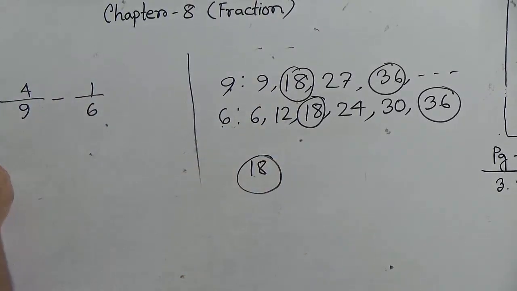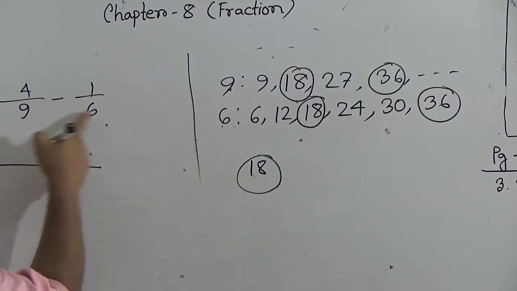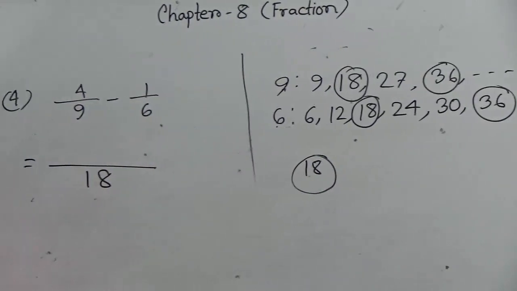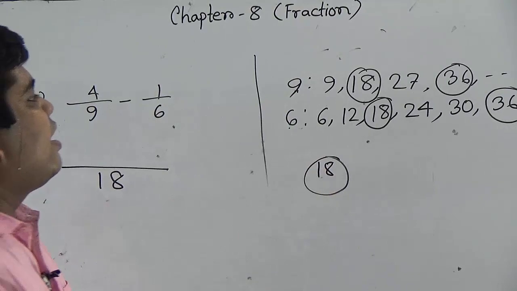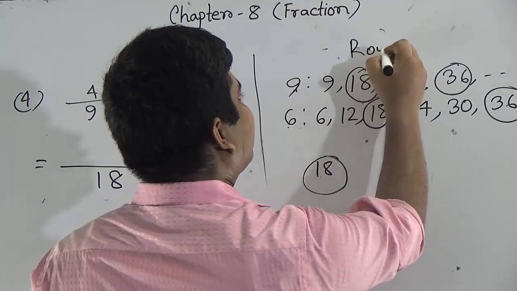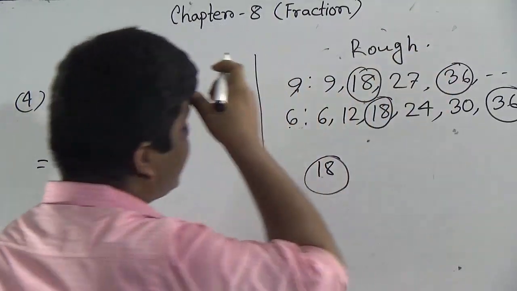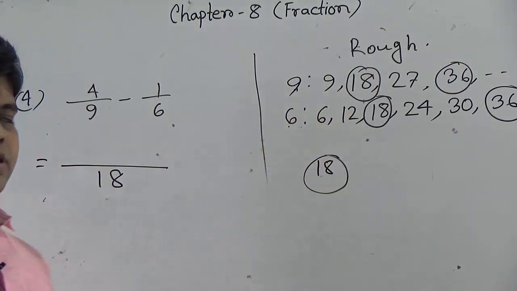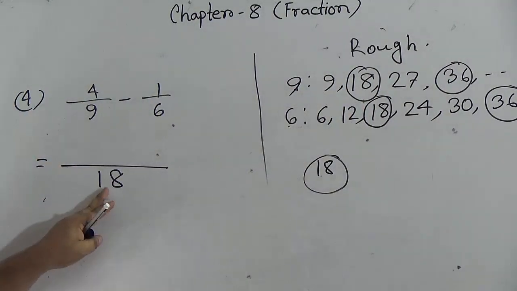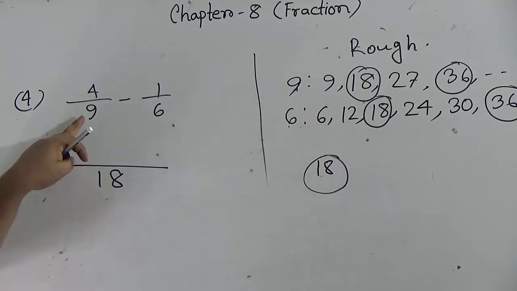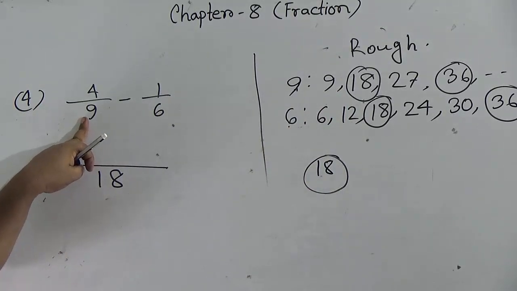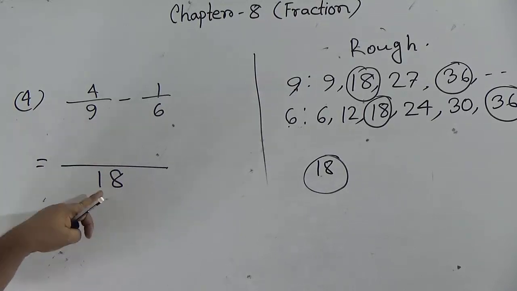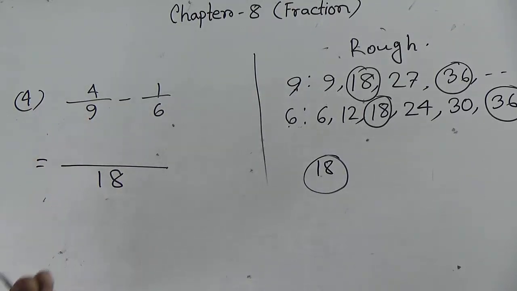So now we write the LCM of 9 and 6, that means 18. You shall do this LCM in rough. You shall find out the LCM of 9 and 6 in the rough section. Now we divide this LCM by the denominator of the first fraction. Here the denominator is 9, so we divide 18 by 9 and we get 2.